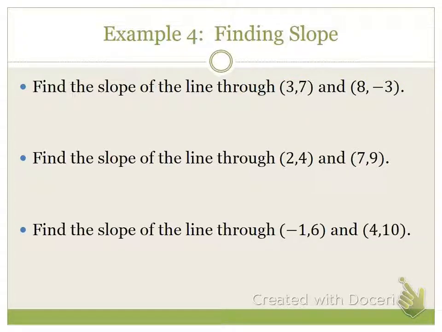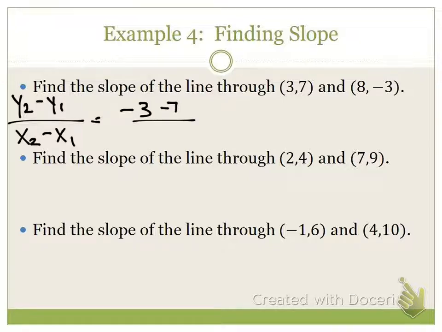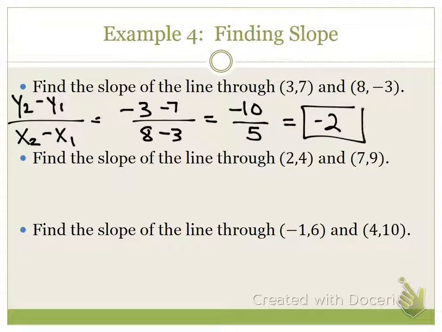So again, what is my formula? y2 minus y1 over x2 minus x1. Plug in your numbers and find the slope. What's my y2 value? -3. What's my y1? 7. So -10 over 8 minus 3 equals -10 over 5, which is -2. Who got -2? Awesome, good job.